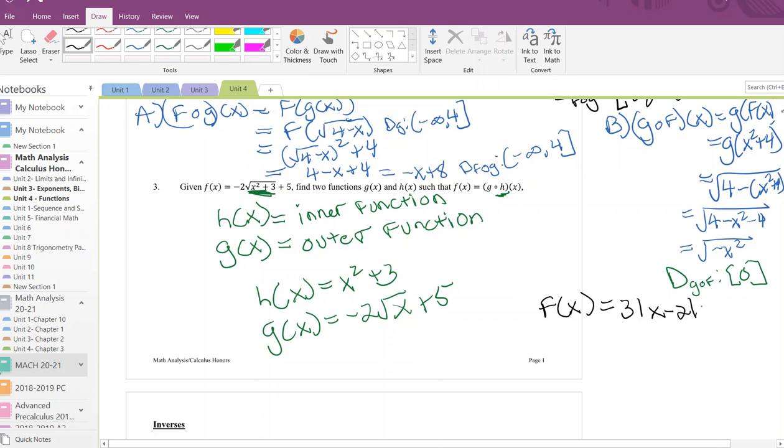So another example, if I told you that f of x was 3 times the absolute value of x minus 2 plus 7, you would say h of x is equal to x minus 2, because that's what's inside the absolute value, and g of x would equal 3 times the absolute value of x plus 7. So that's how you do those problems.